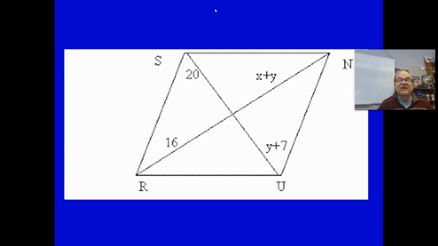Same kind of thing in here. I know that y plus 7 would have to be 20, so y must equal 13. And since x plus y has to equal 16, if I know y is 13, x must be 3. So again, we're looking at all the different rules that come up with parallelograms. And what it really boils down to is, again, things that look like they're congruent are congruent.